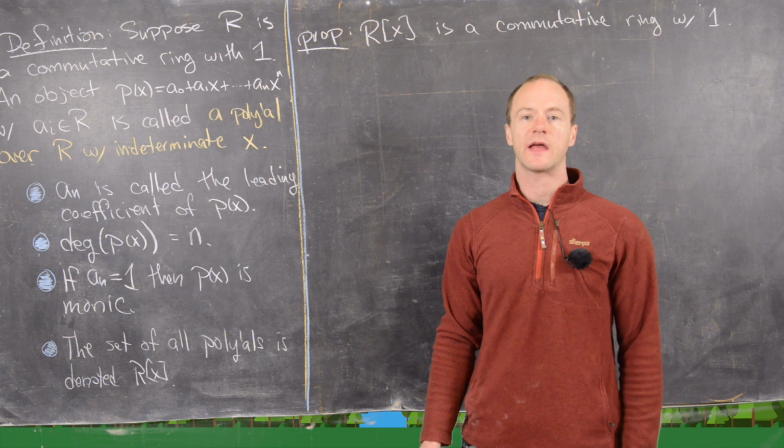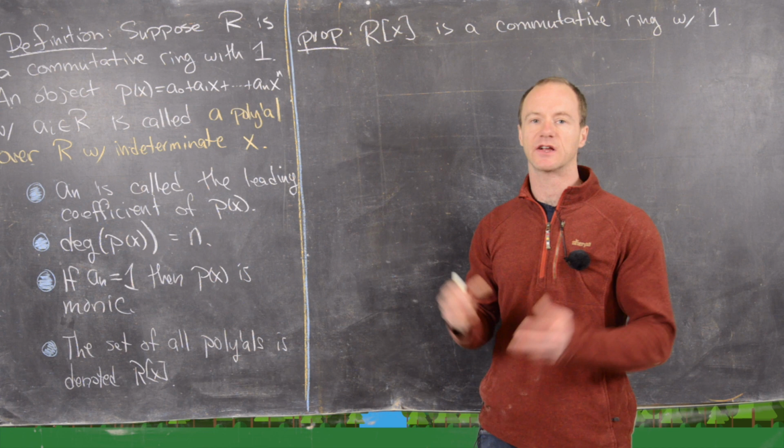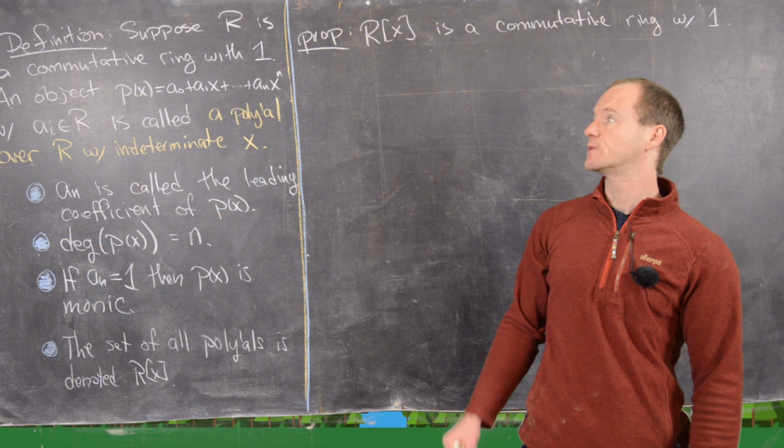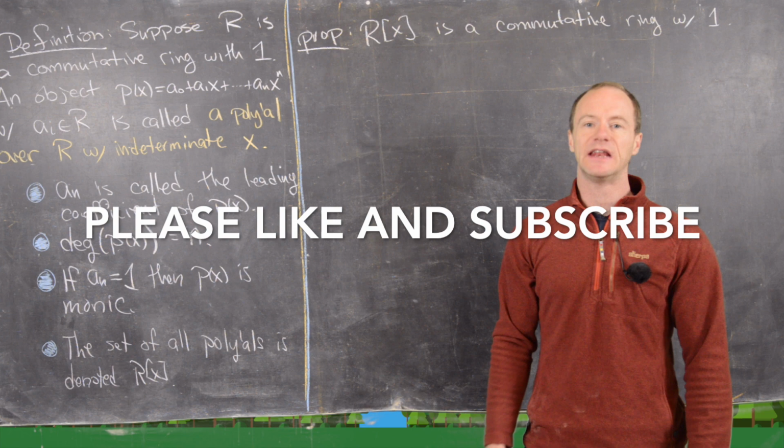Okay, in previous videos, we've looked at examples of polynomial rings, but we've never truly defined them really carefully. And so that's what we're going to do in this video. So let's suppose we've got R, which is a commutative ring with one, although you can do this over any ring, it's just typical to work over a commutative ring with one.